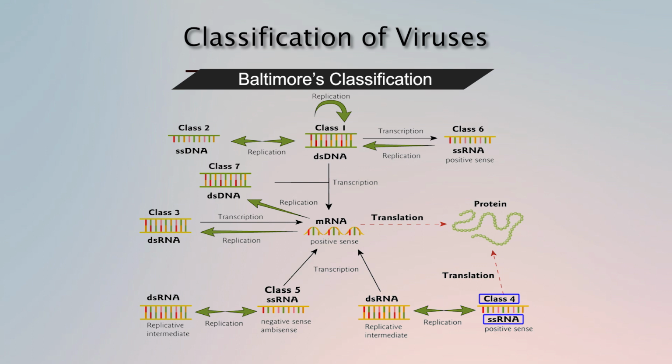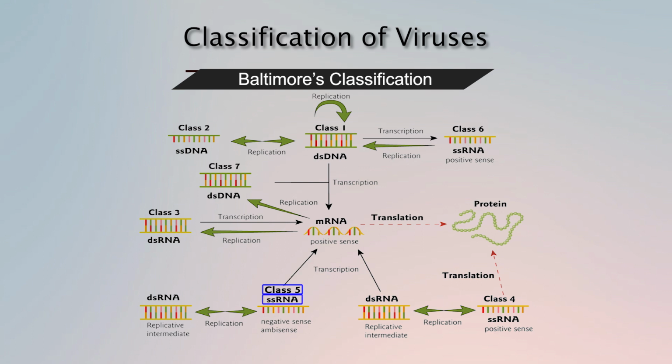Class 4 comprises single-stranded RNA that is of positive sense. Now we should know here what is a positive sense mRNA and what is a negative sense mRNA. Positive sense mRNA is that mRNA that can be directly translated into proteins, and negative sense mRNA is that mRNA which is complementary to the positive sense mRNA and can never be directly translated into proteins. So this is the basic difference. So class 4 virus comprises positive sense single-stranded RNA, and the examples are picornaviruses and togaviruses.